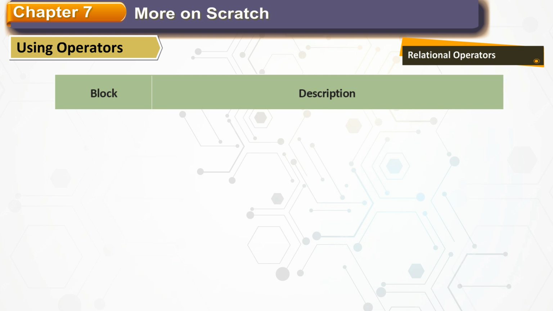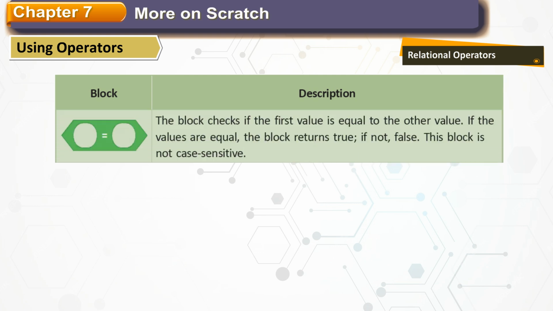Scratch also allows operators to compare numbers. Block description. Equal: the block checks if the first value is equal to the other value. If the values are equal, the block returns true. If not, false. This block is not case sensitive.